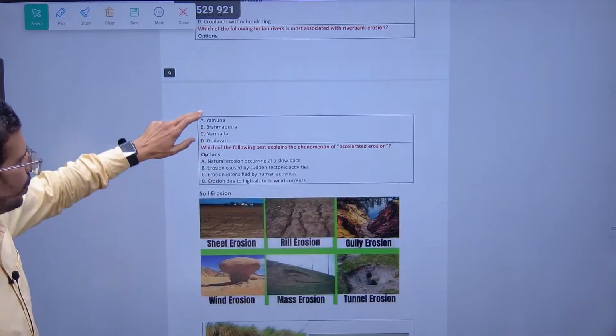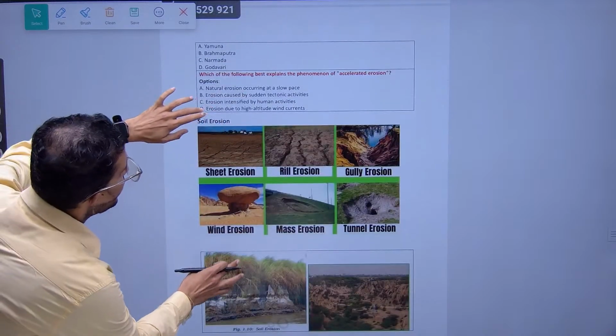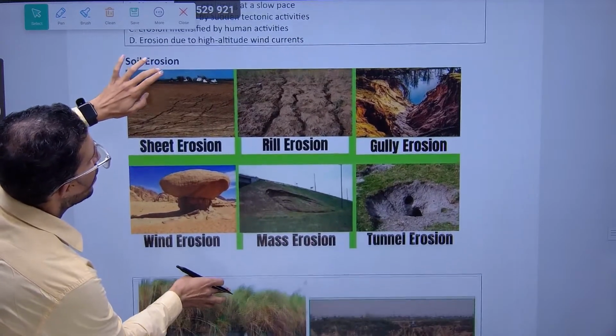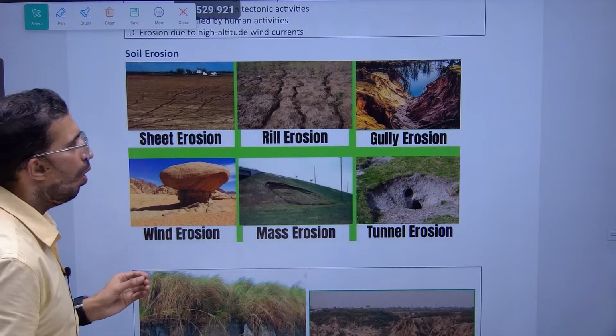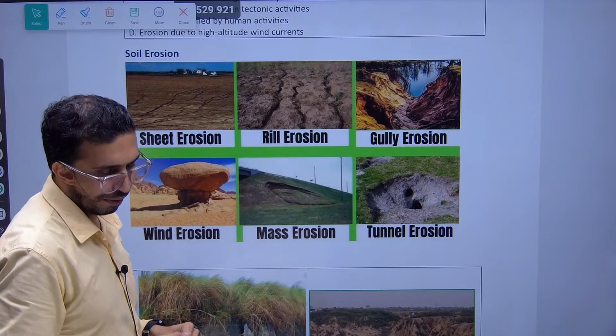Now see this image. We have seen the types of soil. Now we are seeing the जमिनीची धूप, or the soil erosion topic.